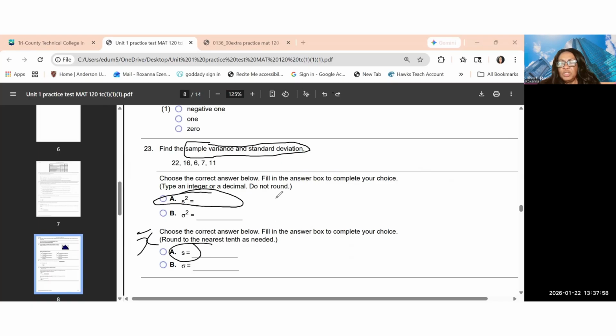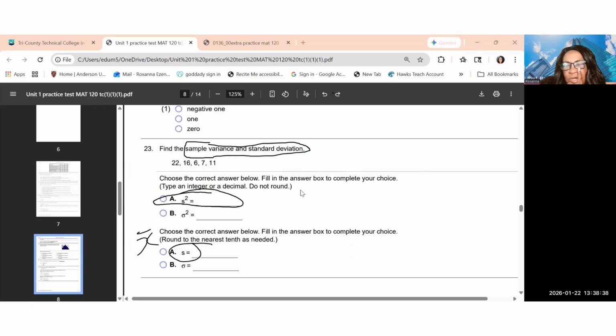So the first number is 22, enter. Let me type it in my calculator. 22, enter. The second number is 16, enter. The third number is 6, enter. The fourth number is 7, enter. The other number is 11, enter.